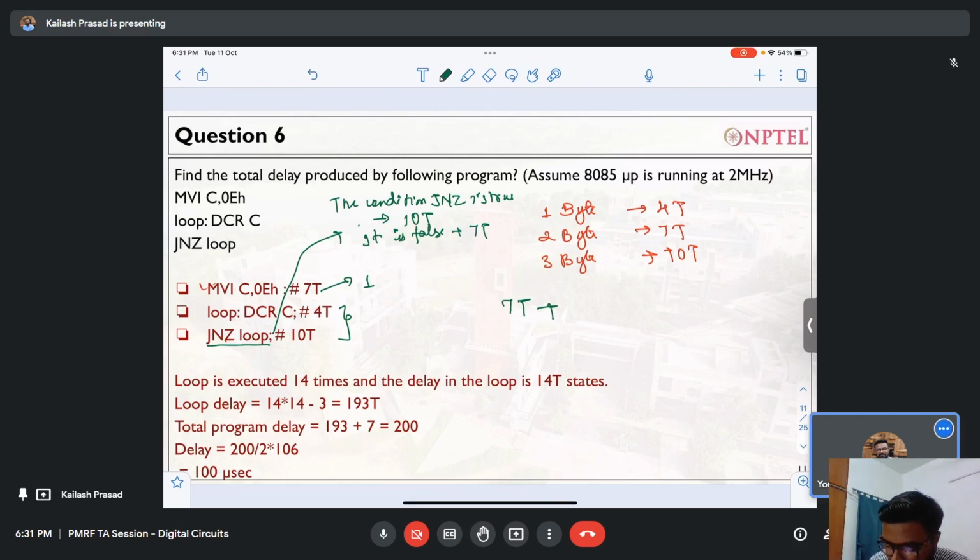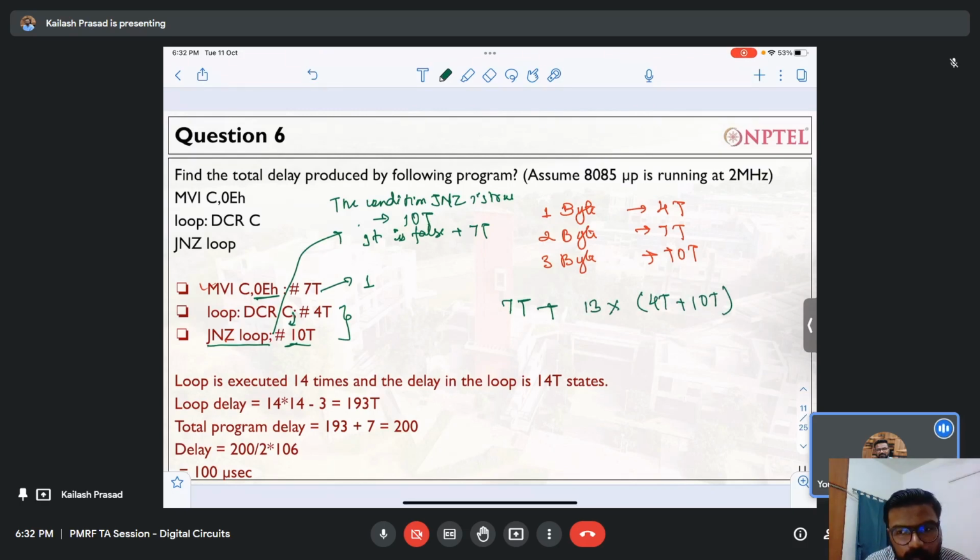Whenever it comes over here, it will only jump to the loop when the condition is true, and it is saying jump not equal to 0. Only one time, when the condition becomes false, it will come out of the loop. So the loop has to run 14 times, and out of 14, 13 times the 10t state will be taken care of. So you will have to write 13 multiplied by 4t plus 10t.